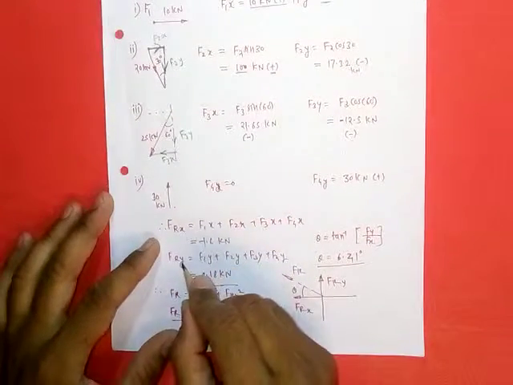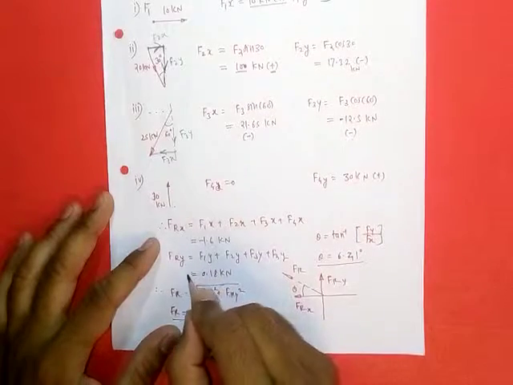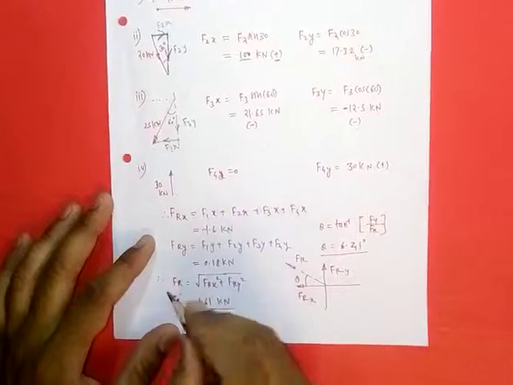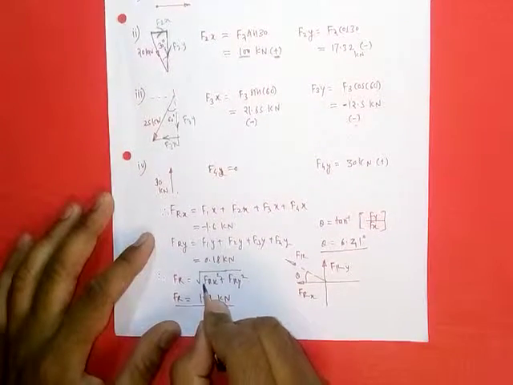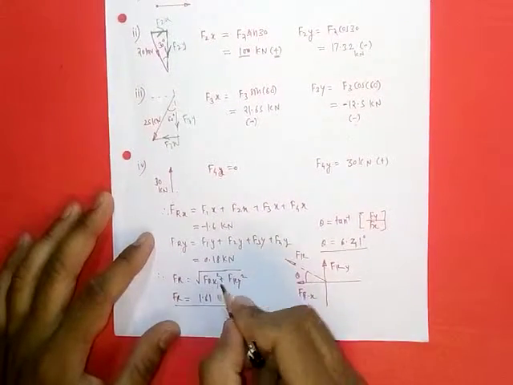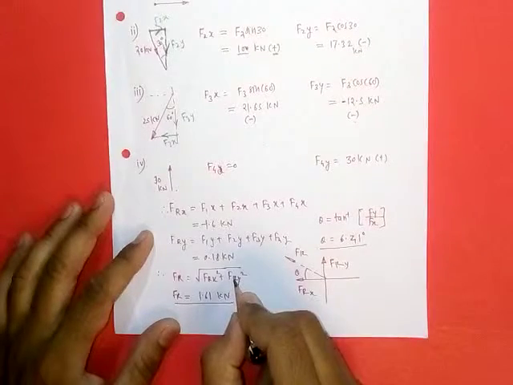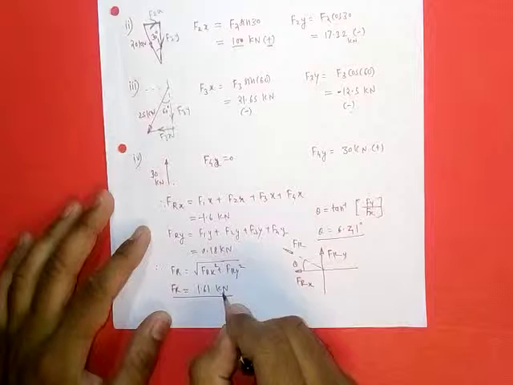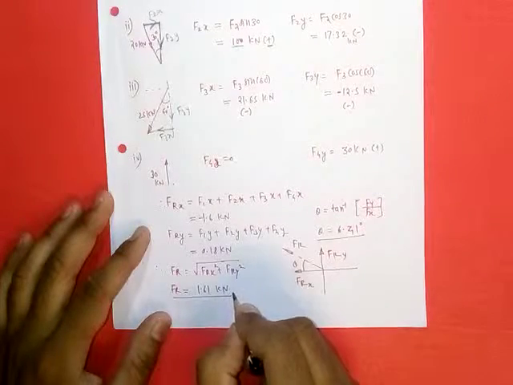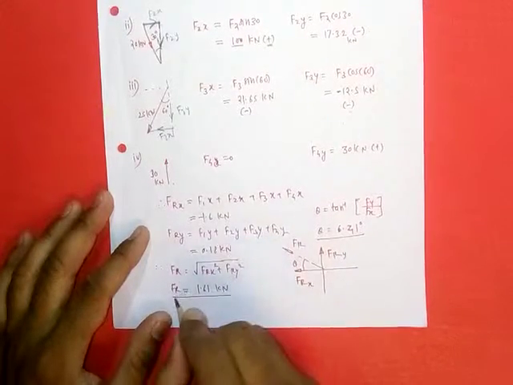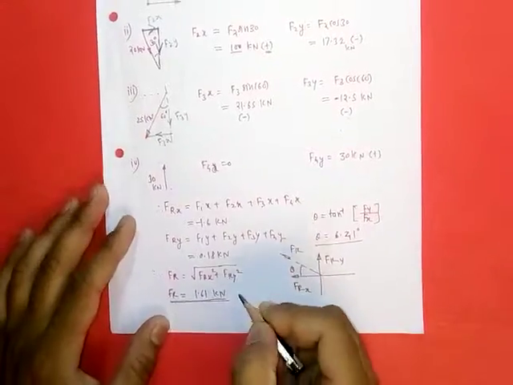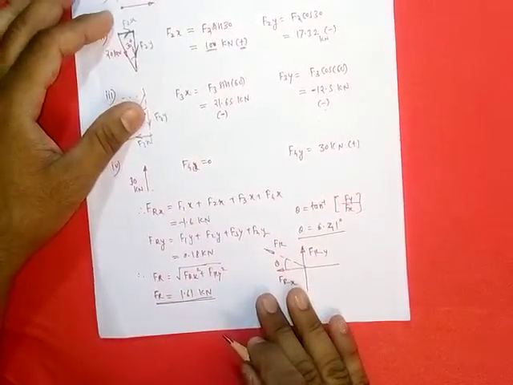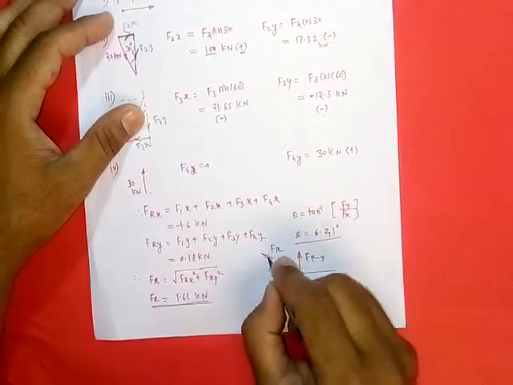Similarly, if we add all vertical components, resultant y component will be 0.18 kilonewton. Then resultant force is equal to under square root resultant x component square plus resultant y component square, and it is coming 1.61 kilonewton. So this is resultant force. Now it is important to find out inclination and direction of resultant.